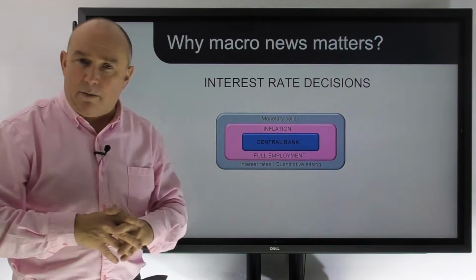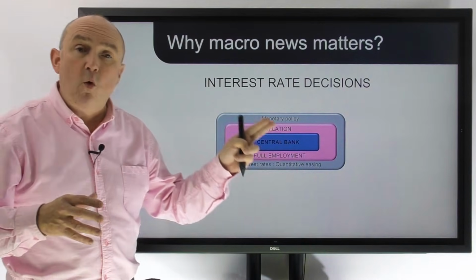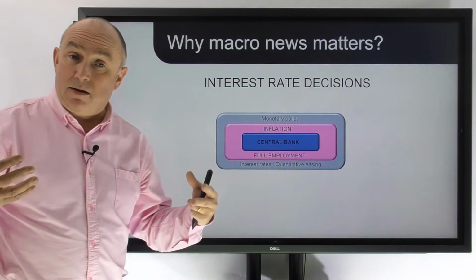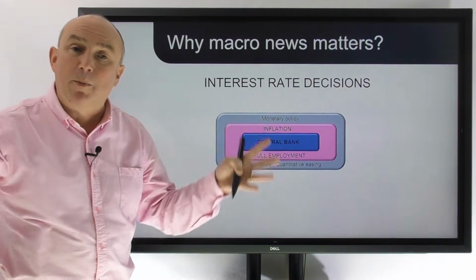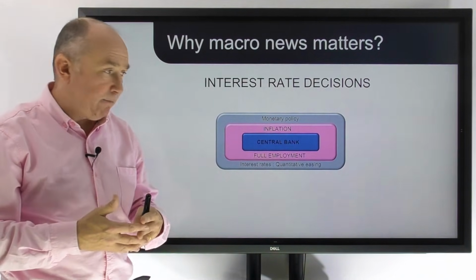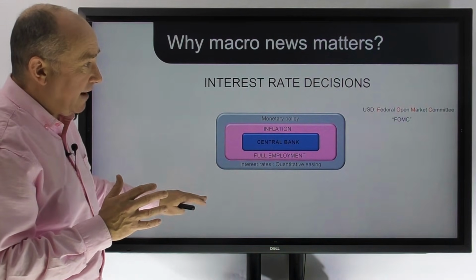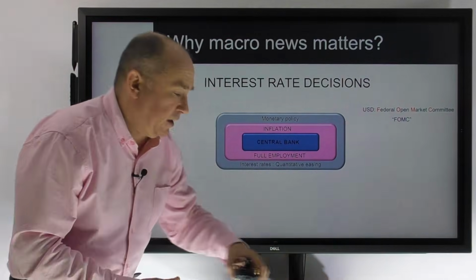Another bit of macro news that comes out once a month is the interest rate decision. So all these central banks around the world, they get together every month and they decide what they're going to do with their interest rates by looking at all that economic data that I have just spoken about, and they make their decisions. As I say, all the major developed worlds have them. So here you've got the USA. You get to know these acronyms.